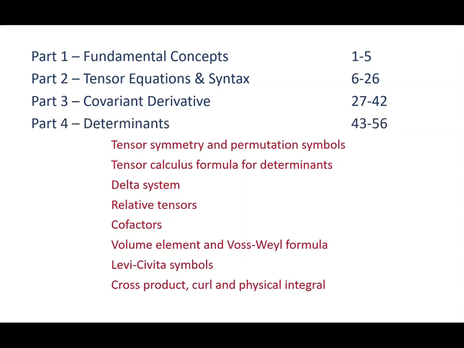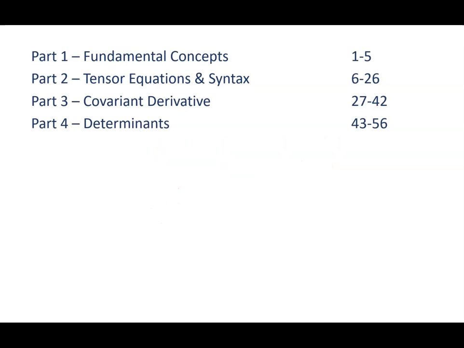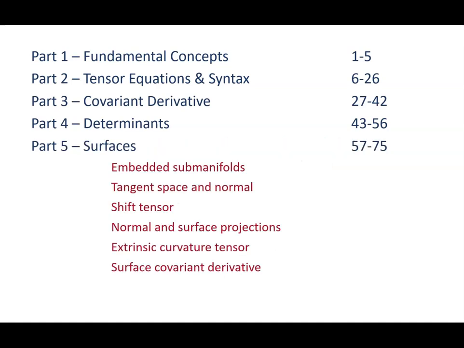Next, we turned our attention to determinants in videos 43 to 56. This led to the development of several new key objects such as the volume element and the Levi-Civita symbols. In videos 57 to 75, we introduced surfaces, which we analyzed in the form of embedded submanifolds. Here we were able to show that with just a few simple modifications, we could extend what we did with Euclidean spaces to work for curved surfaces as well.